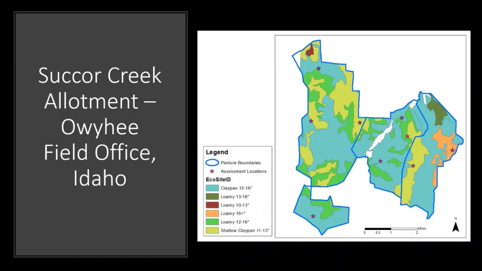So the stars show the areas that they had previously collected data and wanted to go back to collect post-fire data and complete new IIRH assessments. They had originally selected these points using randomization to get points in each pasture and to represent the dominant ecological sites in the allotment.